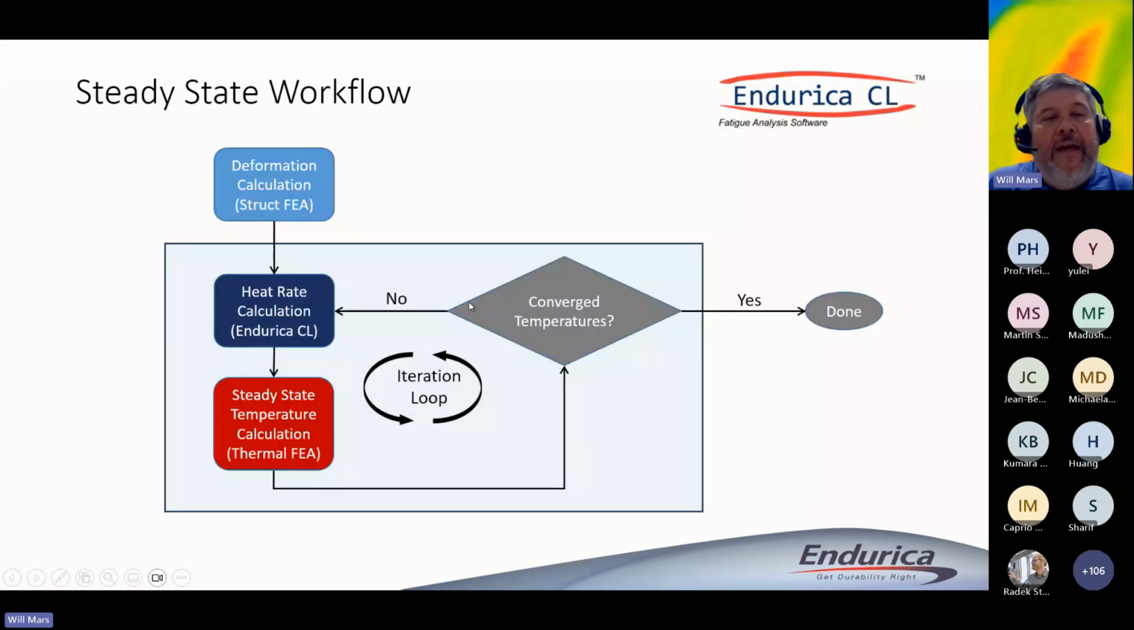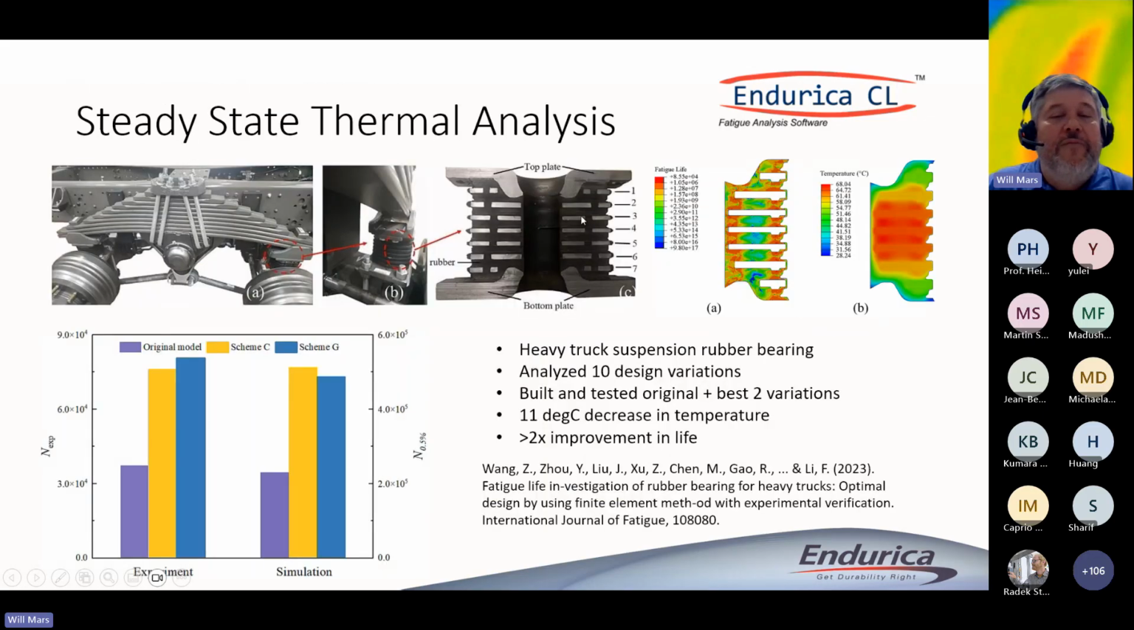And now, if we want to do steady state temperature calculations, we might do something like this, where we do a structural finite element model, a heat rate calculation. Once we calculate heat rates, we can feed a thermal finite element model. Of course, when you do this, you want to take account of the temperature dependence of the heat rate. And so you're going to have to do a few iterations. And once that converges, then you have a steady state temperature field.